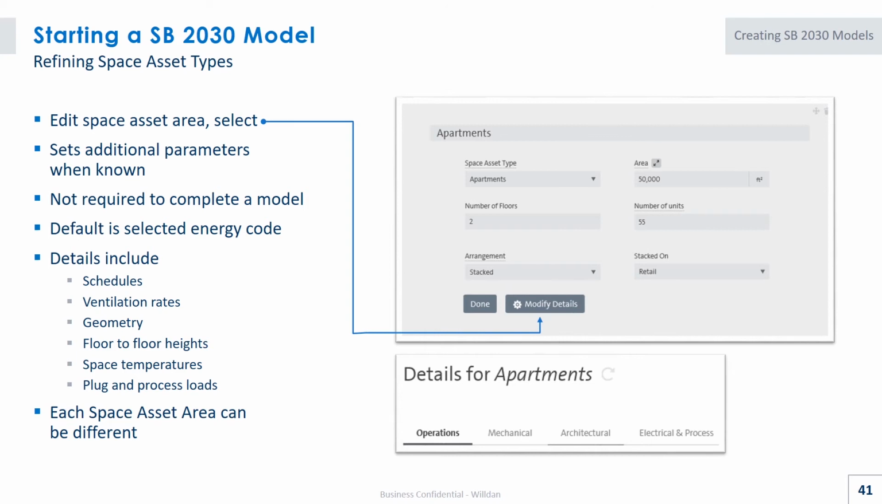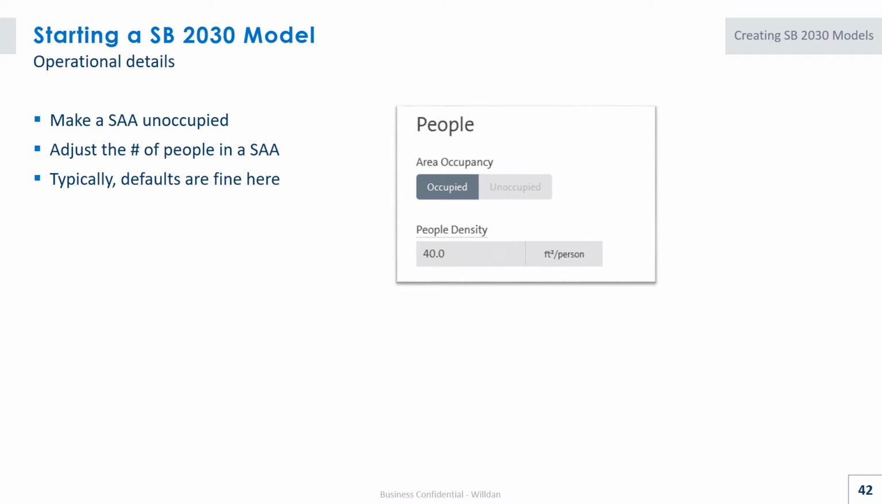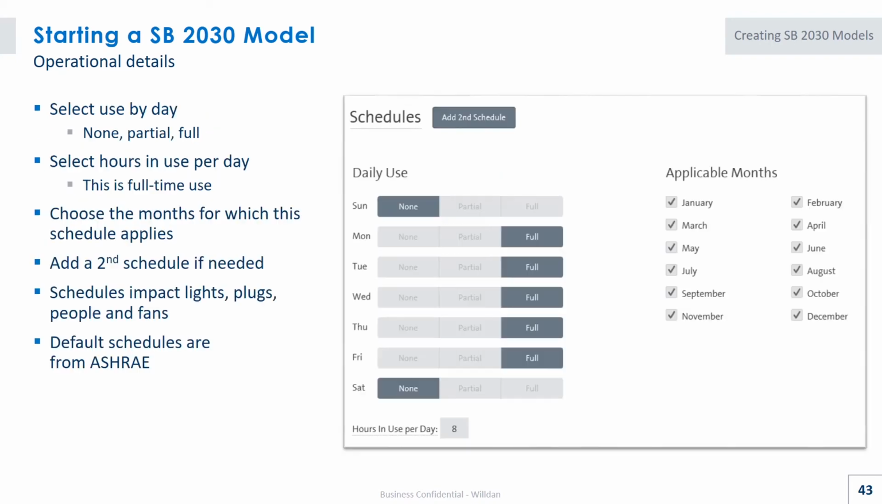The details you can edit include the schedule, the ventilation rate, geometry, floor-to-floor heights, space temperatures, and plug and process loads. And you can edit those distinctly for each individual space asset instance. So for the operations, you can pick whether the space is occupied or unoccupied and the people density. You can also set a schedule by week and which months those typical weeks apply to.